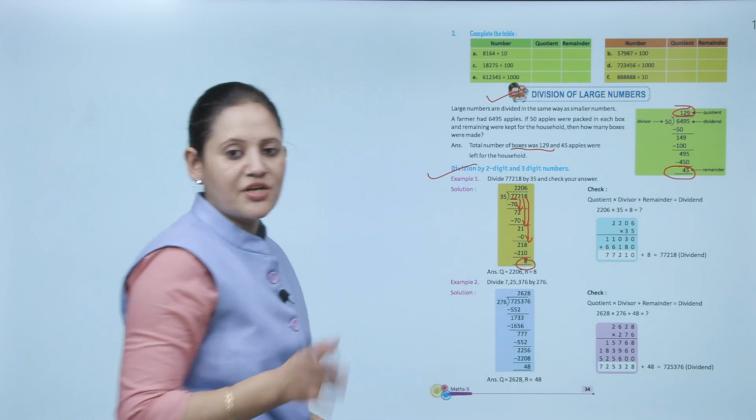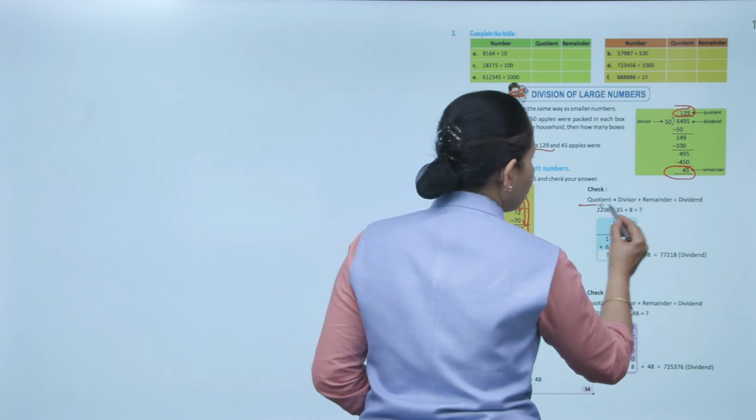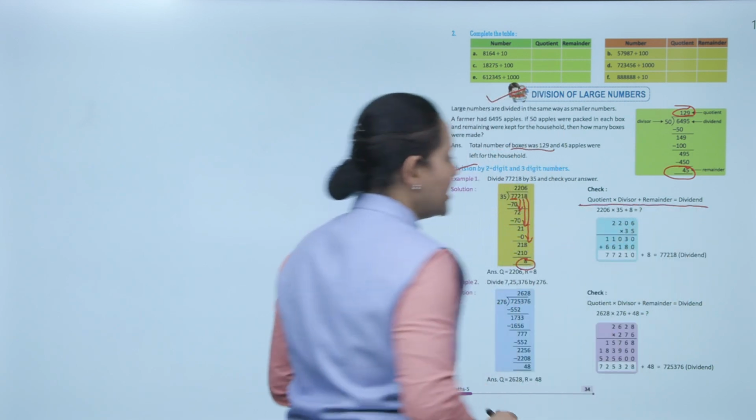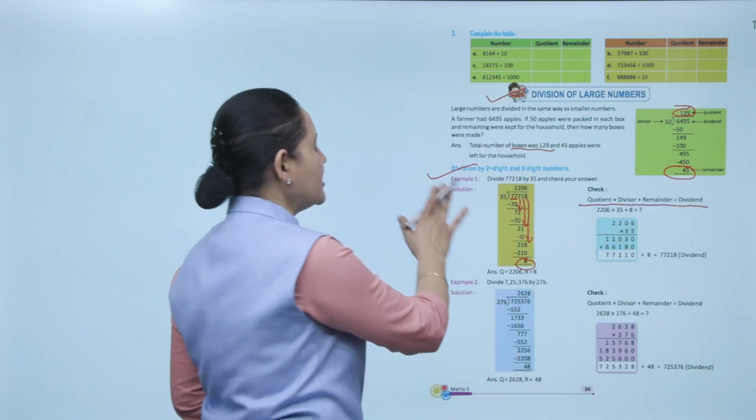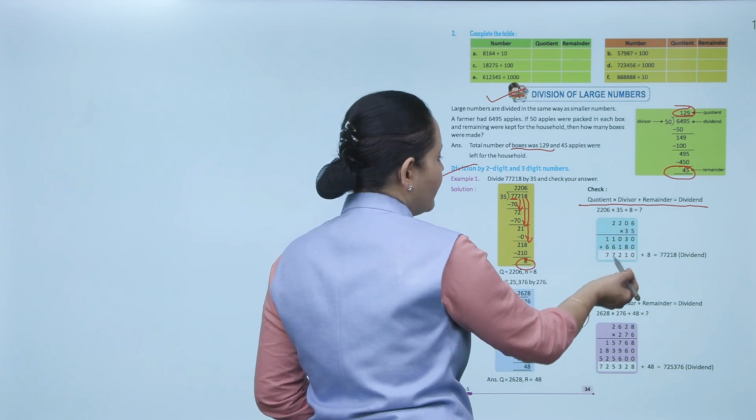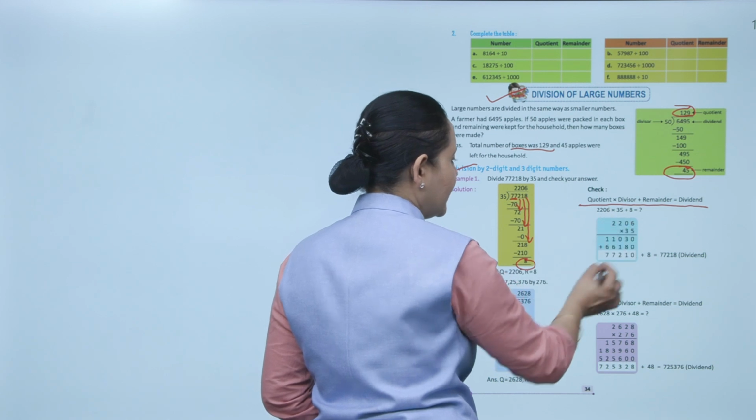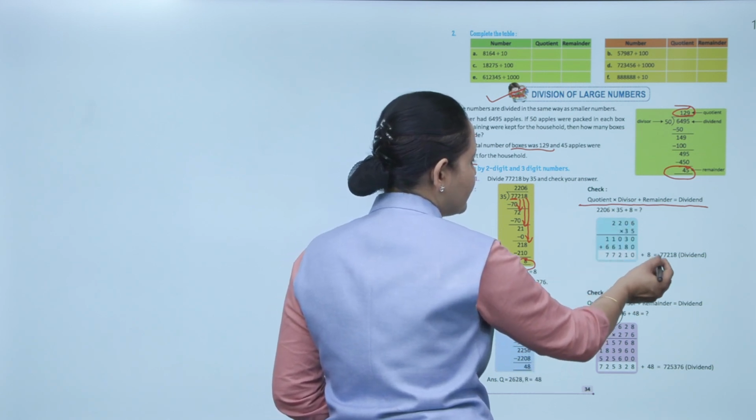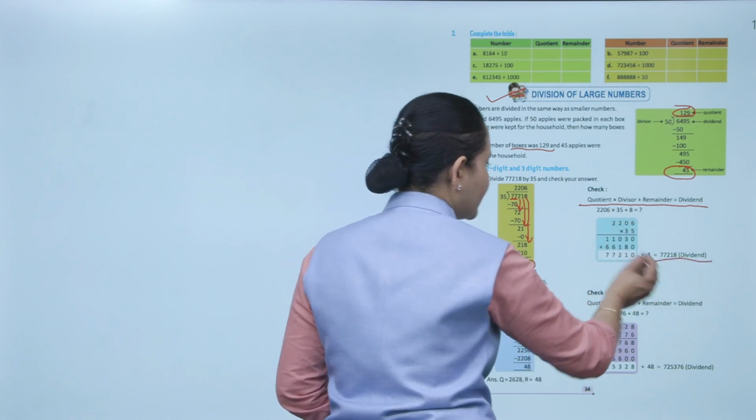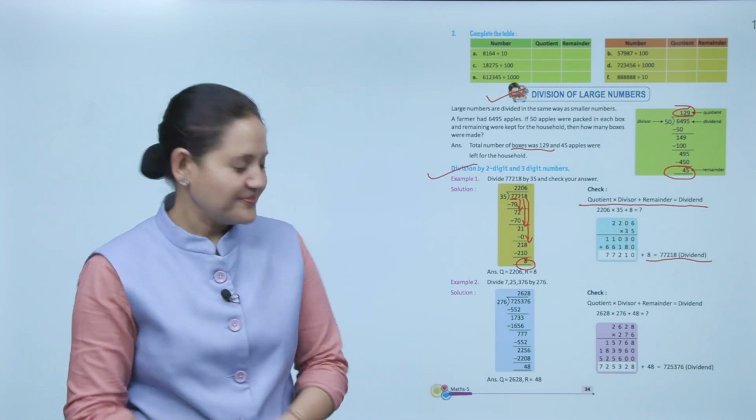Now we have to check whether our division is correct or not. Quotient multiplied with divisor plus remainder should be equal to the dividend. The quotient is 2206, multiply करेंगे 35 से, we will get 77,210. The remainder is 8, 8 add करेंगे, 77,218, that is our dividend. That means our division is correct.